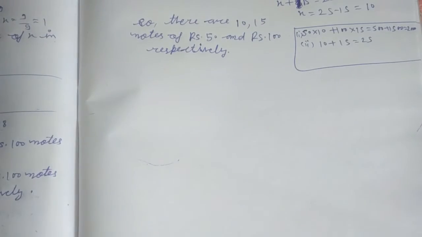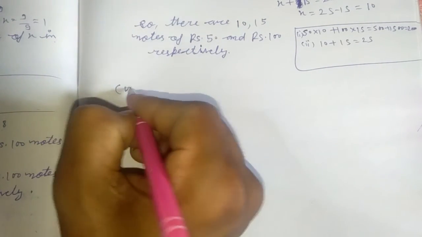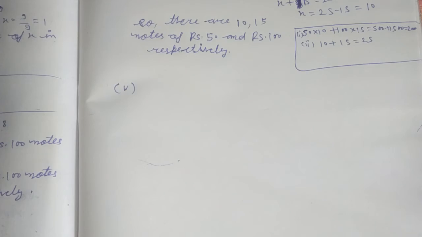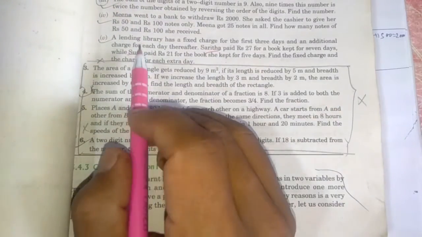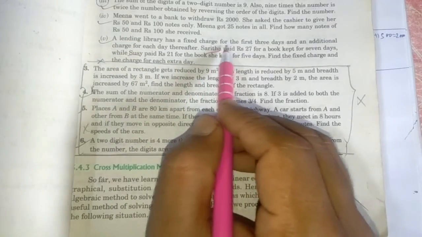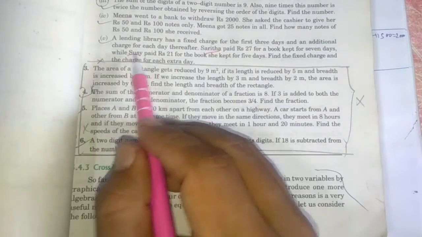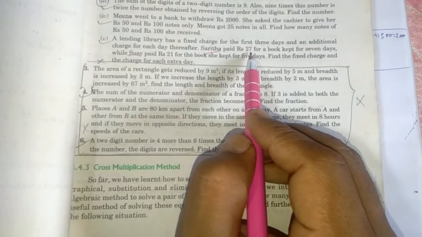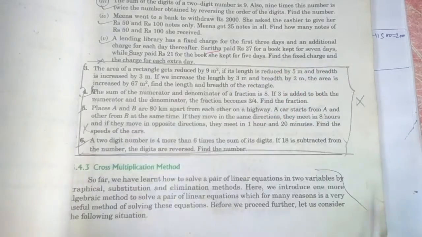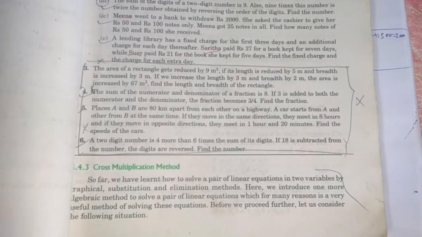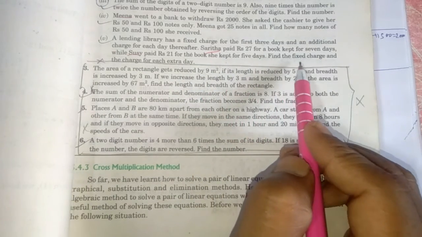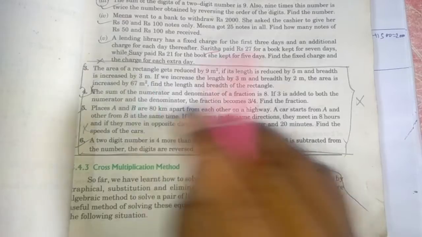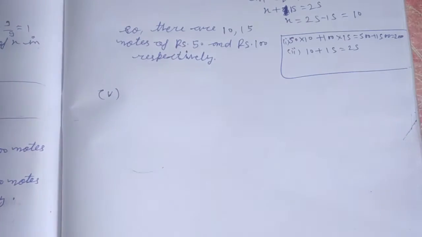Now look at question number 5. In the 5th question, a lending library has a fixed charge for the first 3 days and additional charges for each day thereafter. Sarita paid rupees 27 for a book kept for 7 days, while Susy paid 21 rupees for the book she kept for 5 days. Find the fixed charge and the charge for each extra day.